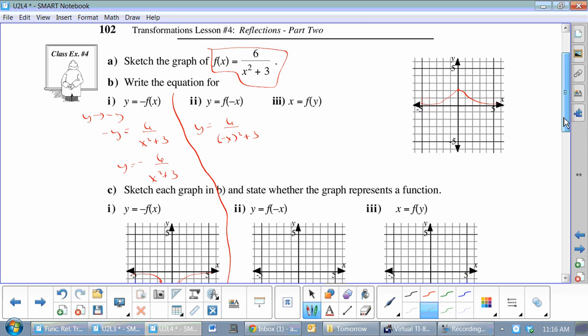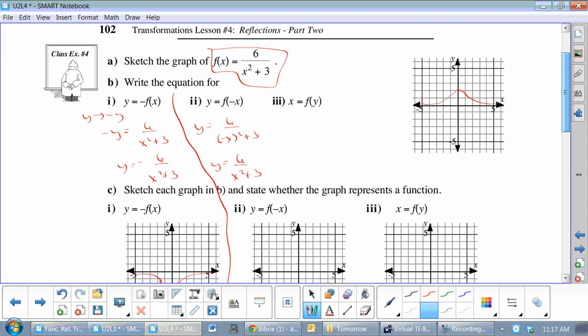So no, because the plus 3 is already in the graph, right? If we added another plus 3, then we would shift it, okay? It's already been shifted when they made the question. This is y equals 6 over x squared plus 3.